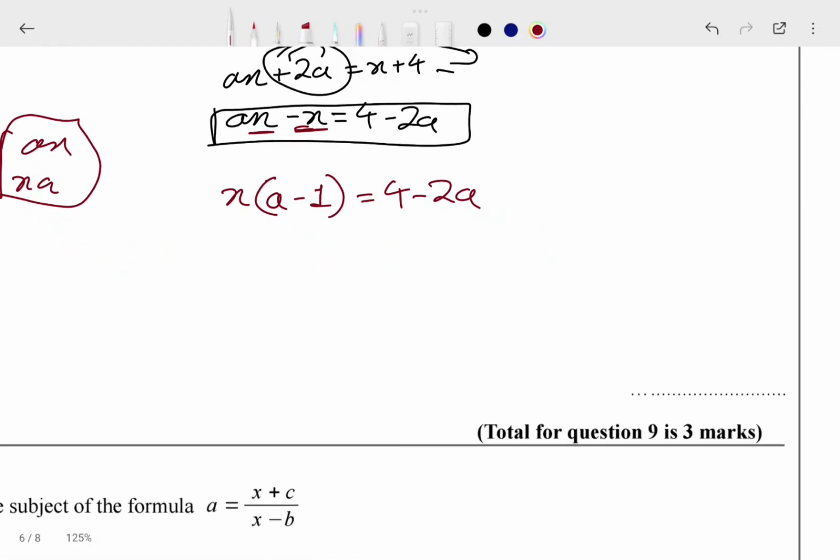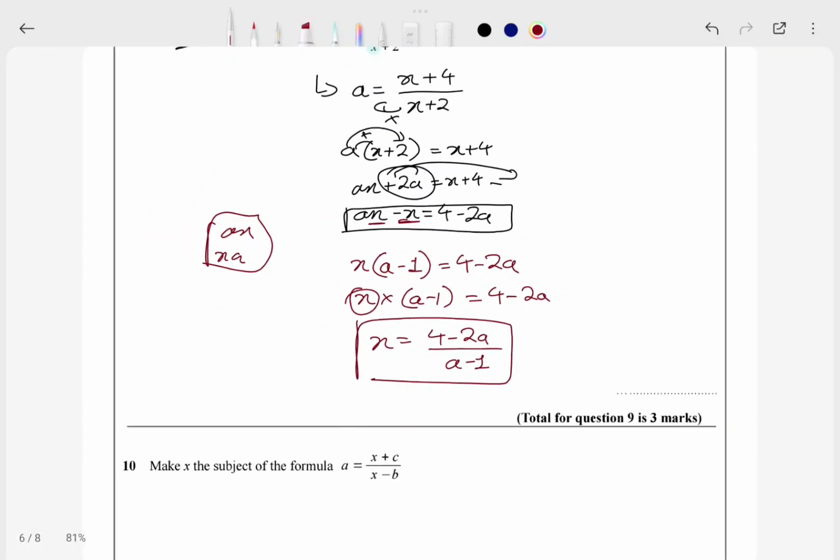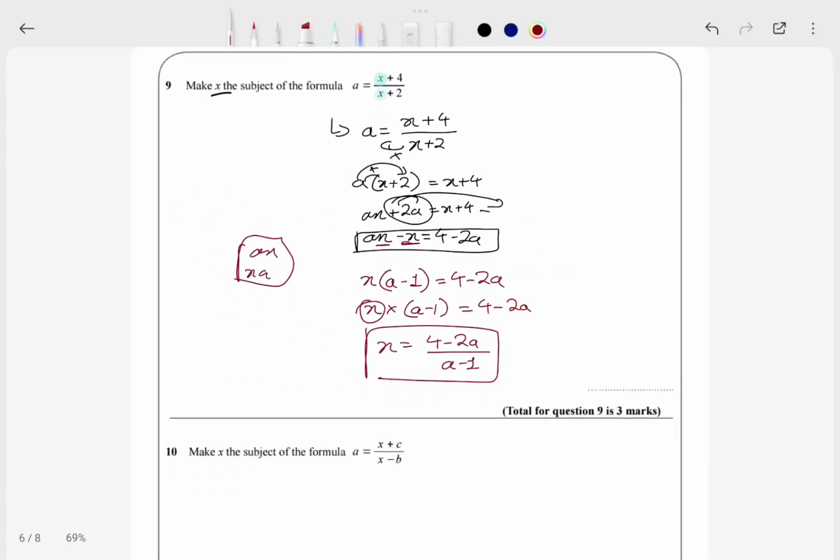Then, since this is x multiplied by (a minus 1) is equal to 4 minus 2a, when it's multiplying and we have to make x the subject, on the other side it will go and divide. So x is equal to (4 minus 2a) divided by (a minus 1). This would be the answer to the question.